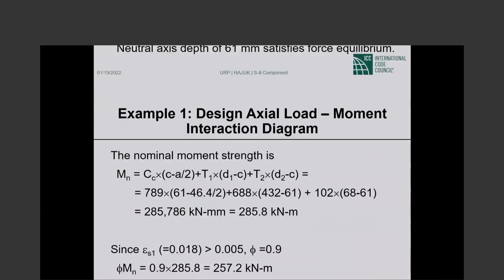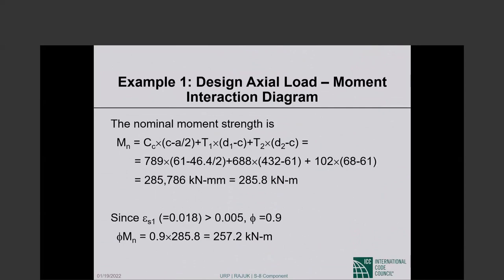Of 61 millimeters. Now we take moments of the three forces: the compression concrete force, the layer 1 tension, and the layer 2 tension. We take all the moments about the neutral axis. So this is the expression for the moment. The C sub c calculated value, c neutral axis depth is 61, a is 46.4. When we put all the numbers in, 285.8 kilonewton meters is M sub n, the nominal moment strength.